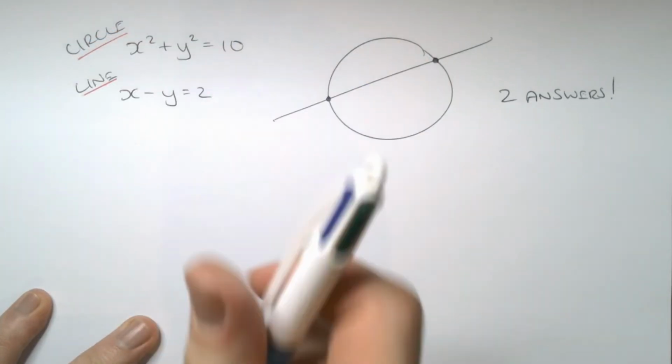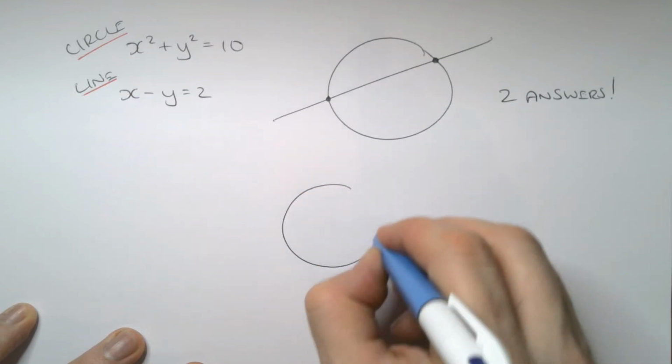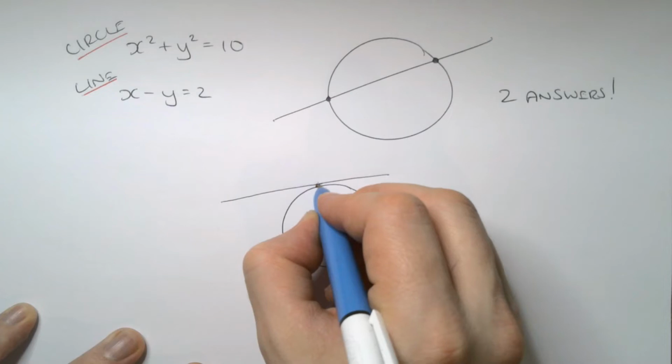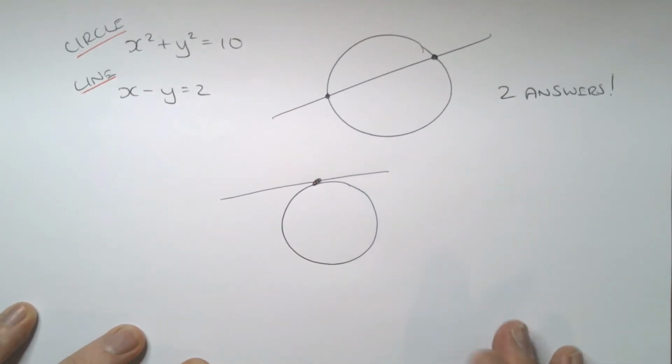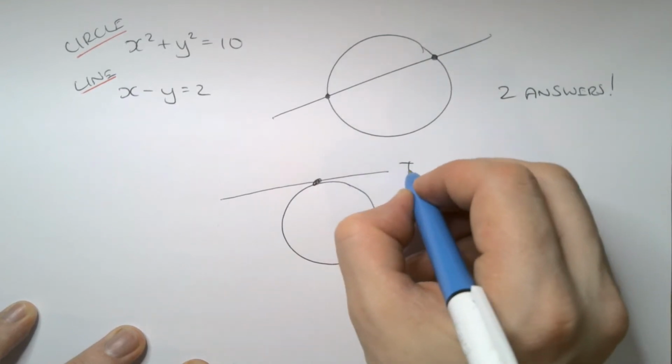Now, while I'm here as well, you could also get one answer. So we draw it again, and the line might touch it at just one point. Not perfectly drawn, but you get the idea. And this would mean there's only one answer. And what we call this would be a tangent to the circle.